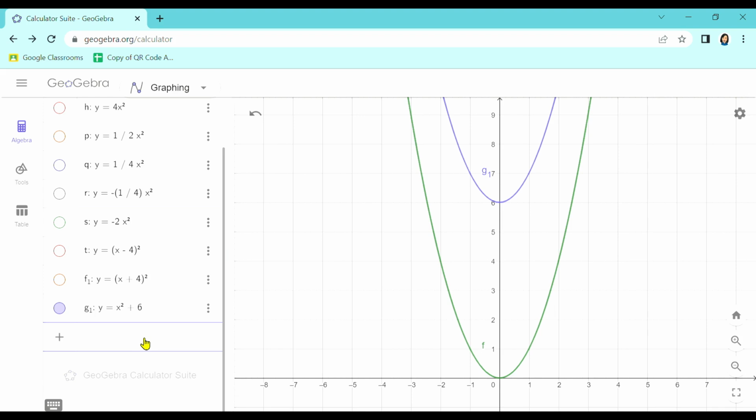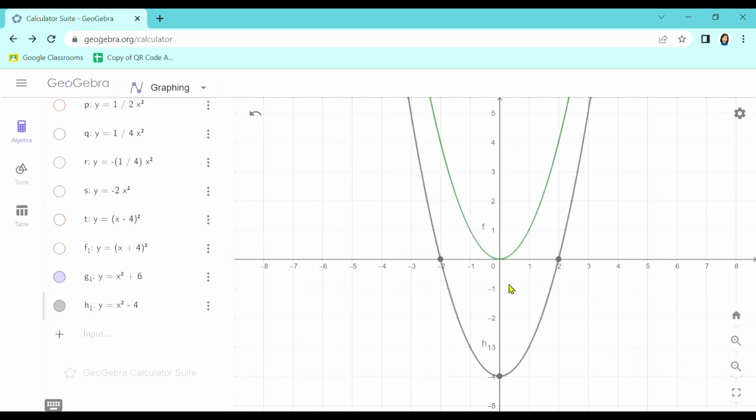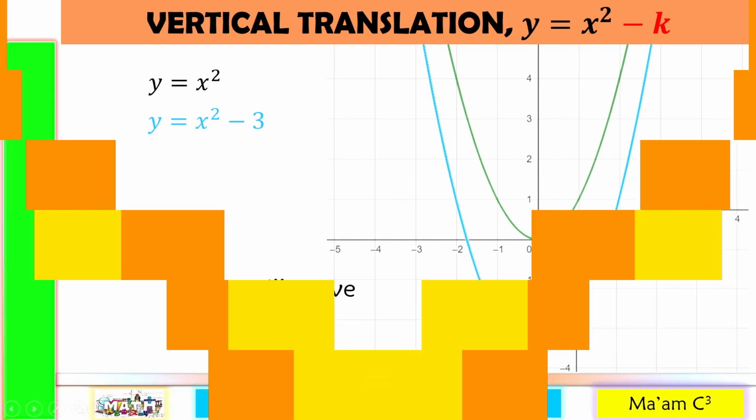Now, what if we have y is equal to x squared minus 4? There. The graph now moved 4 units down. This is the original graph, and it moved 4 units down because we added negative 4 here. Let us do extra challenge.